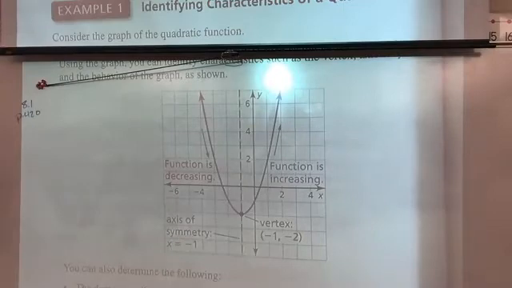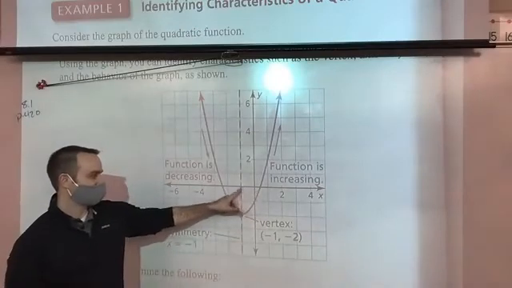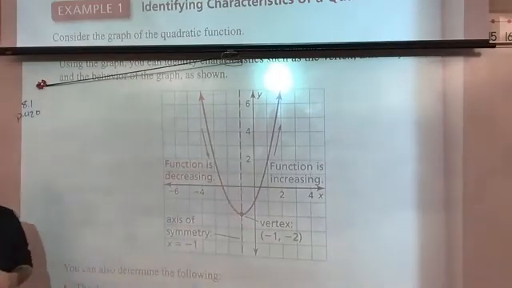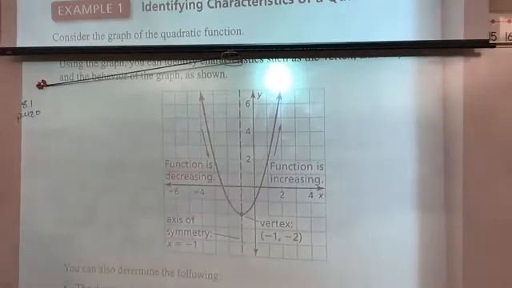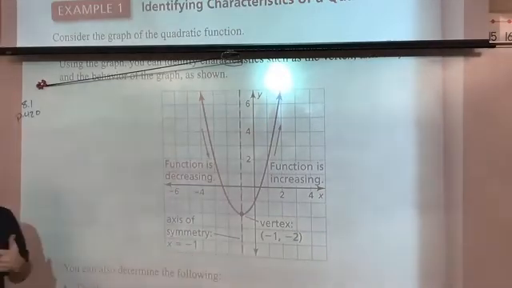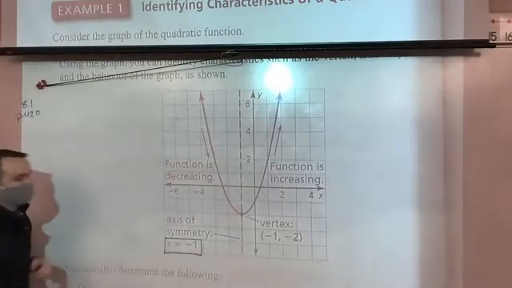Okay, remember I said they were going to ask you to find the vertex. Vertex is that bottom point or that top point. That's at the point -1, -2. They're going to ask for that axis of symmetry. The axis of symmetry, guys, is a line. It's a vertical line that comes through. And any vertical line has the equation x is equal to a number.